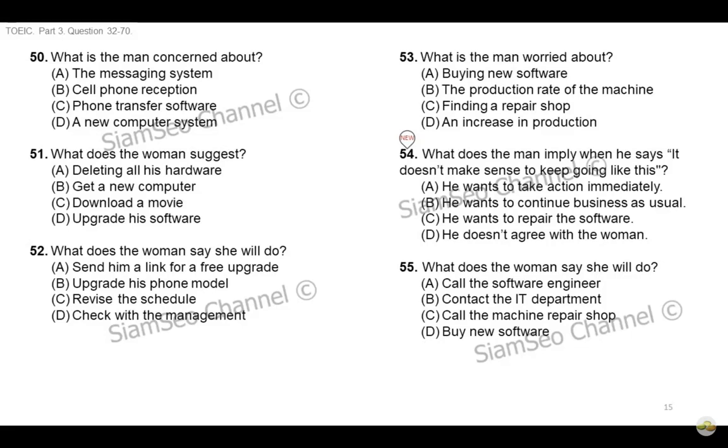Number 50. What is the man concerned about? Number 51. What does the woman suggest? Number 52. What does the woman say she will do?